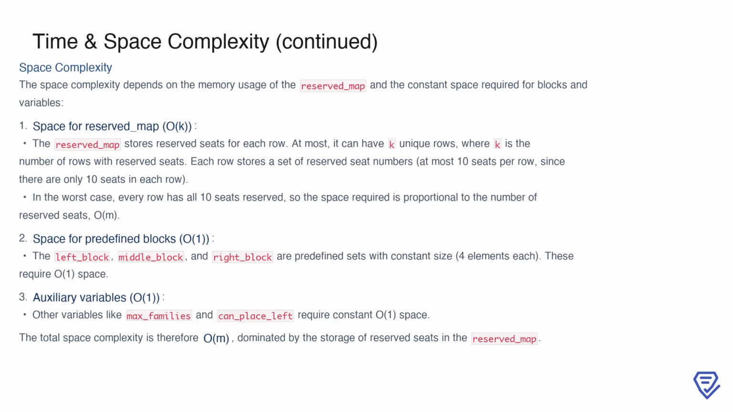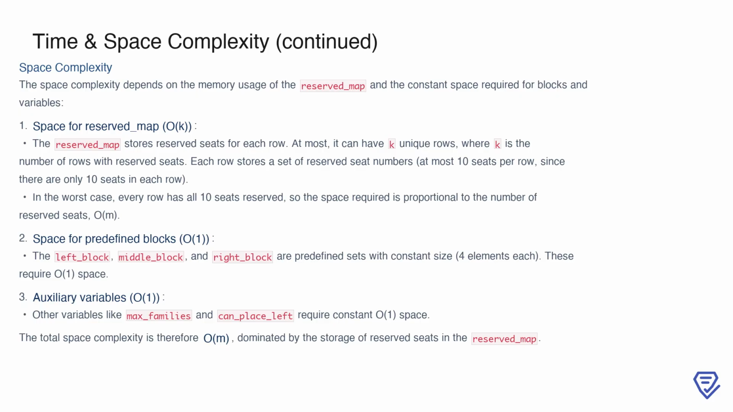Now, let's consider the space complexity. The primary contributor to space usage is the reserved_map, which stores reserved seats for each row. This map will have at most k entries, where k is the number of rows with reserved seats. Each entry is a set that holds up to 10 reserved seat numbers, as there are only 10 seats in a row. In the worst case, all reserved seats are unique, and the space needed for the reserved_map is proportional to the total number of reserved seats, or O(m).